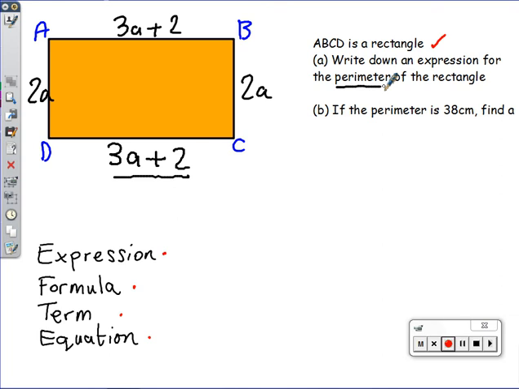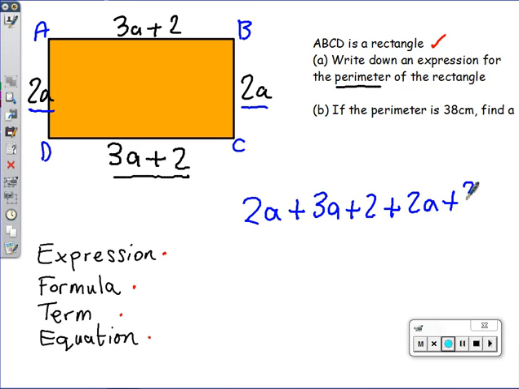So we're going to do part A. We're going to write down an expression for the perimeter. Now what do we know about perimeter? Well, we have to add the lengths of all the sides together. So let's do that under here in blue. So we're going to do this side here, 2a, add the top, which is 3a plus 2, add the other side, that's this side, 2a, plus the bottom, which is 3a plus 2. So this is our expression for perimeter.